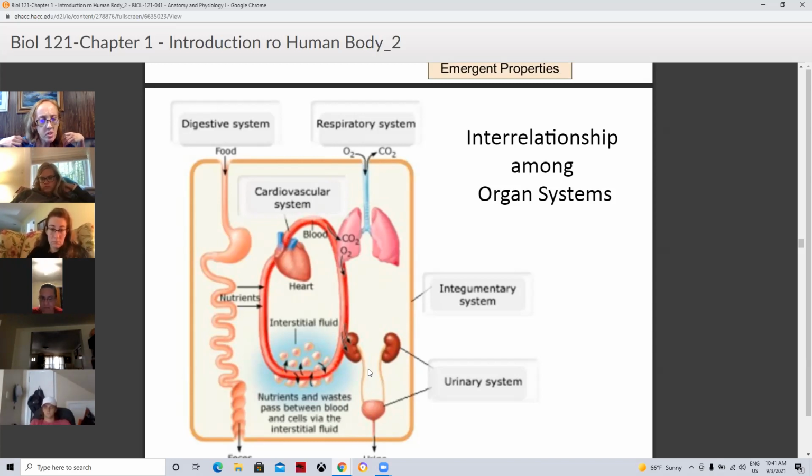And one thing that the integumentary system does, I think Becky made this comment about complementarity of the skin. Integumentary meaning the skin and the nails and the hair. The integumentary system protects these other systems so that they can continue to function.